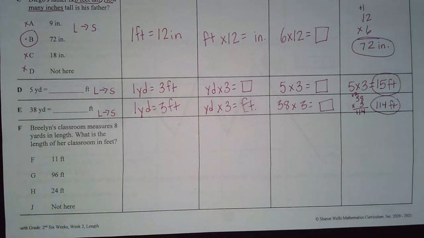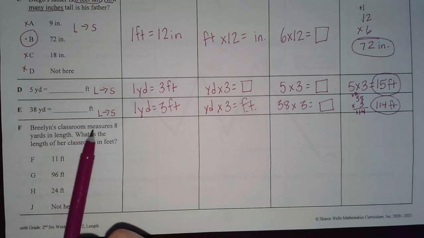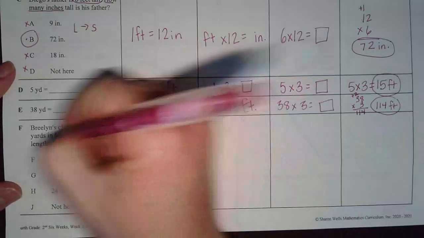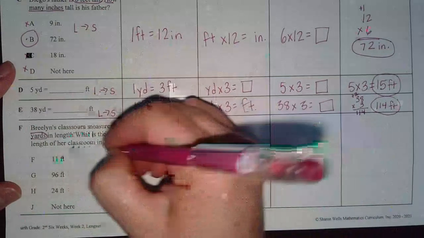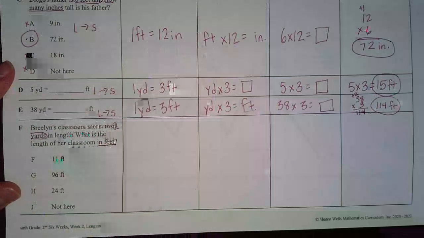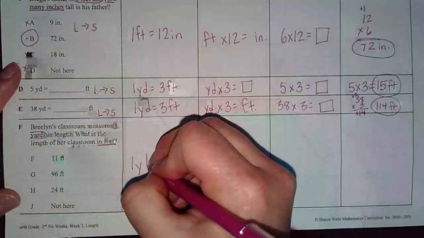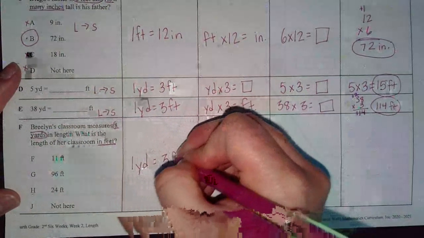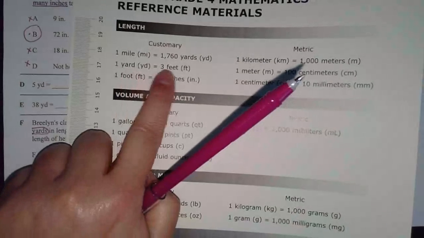We're doing great. Okay, we have one more that we're going to practice together, and it's F. It says, Braylon's classroom measures 8 yards in length. What is the length of her classroom in feet? So we're going from yards to feet. Well, I do know that 1 yard is equal to 3 feet. I knew that because I was using my reference chart.